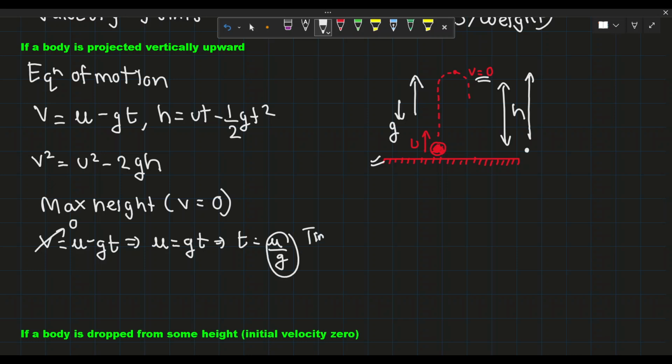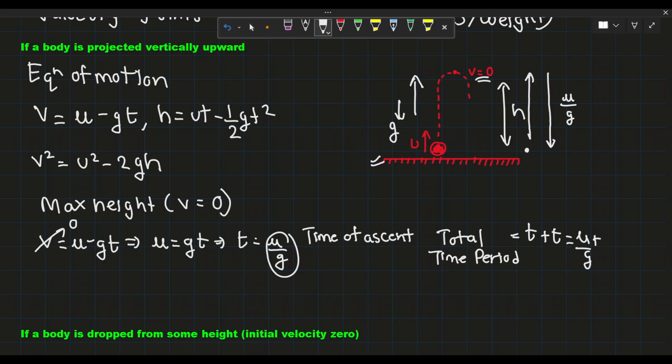This is also called your time of ascent, and the time required for the body to come down would be the same, u by g, which is called the time of descent. So your total time period would be your time of ascent plus your time of descent, u by g plus u by g, which equals 2u by g. This is an important thing which you need to keep in mind. So the total time period when a body is projected vertically upwards is 2u by g.